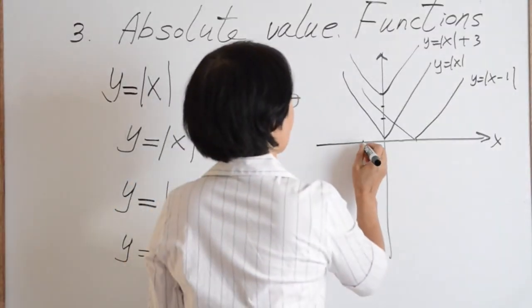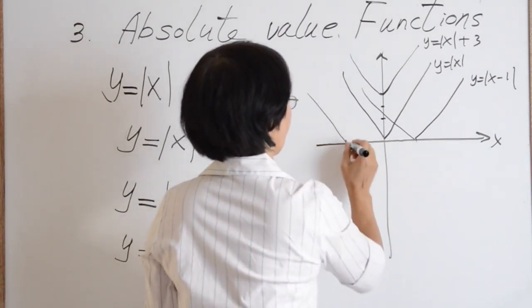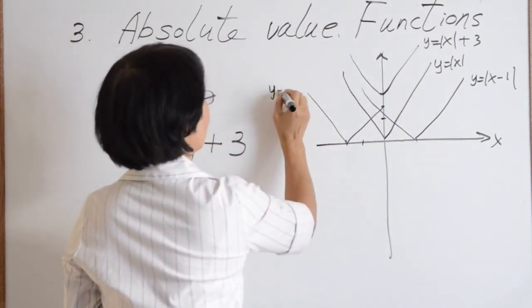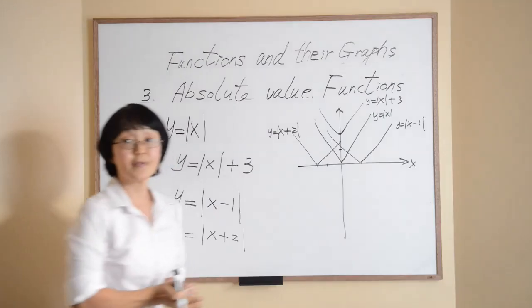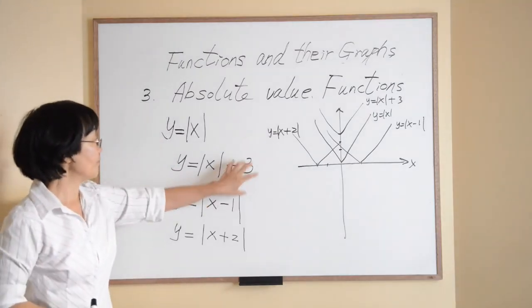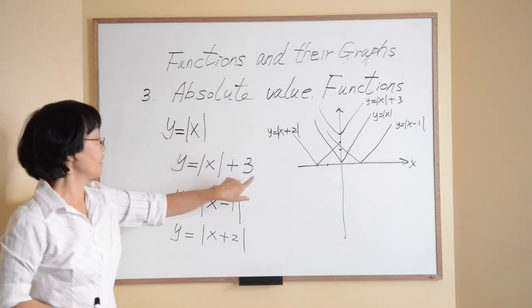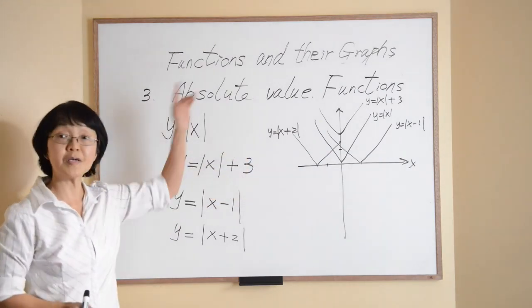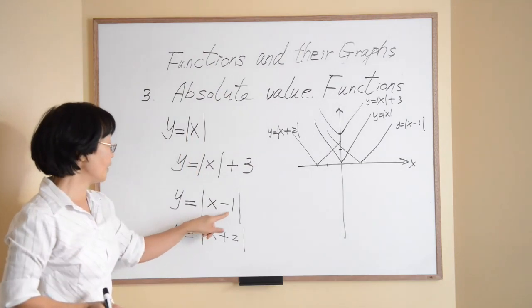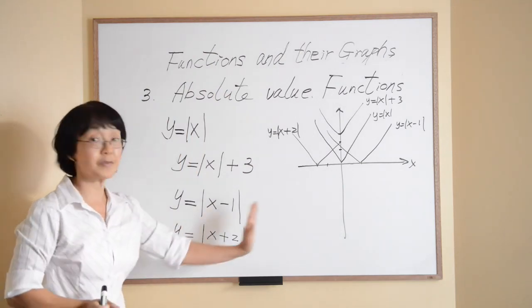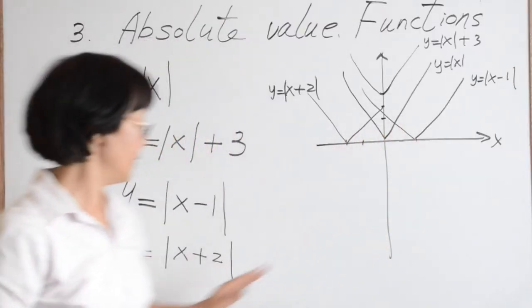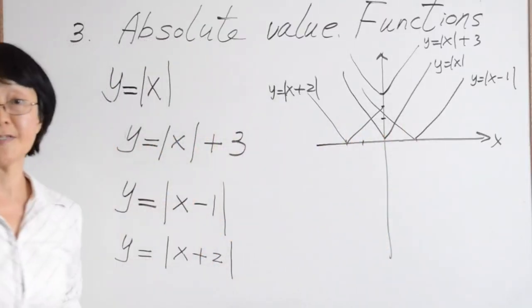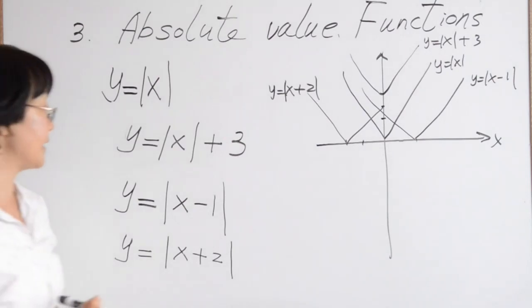Okay? So this one will be y equal to absolute value of x plus 2. See that? If you have a number outside, it applies vertical movement. And if you have a number inside, it applies horizontal movement. If it's a negative, move to the right. Positive, move to the left. Okay, let's see another example.